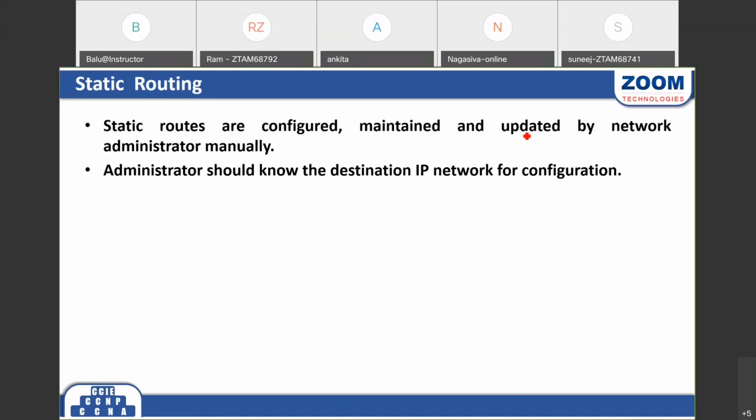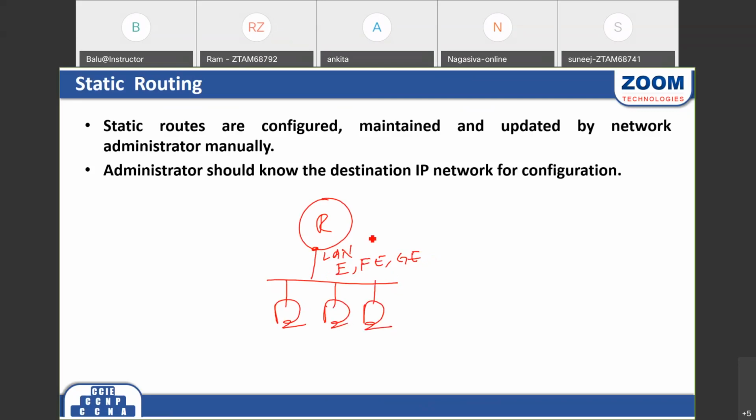Conditions. Condition number one: the router LAN interface IP address. The router LAN interface can be an Ethernet port, or it can be fast Ethernet, or it can be gigabit. The router LAN interface IP address and the end user IP address should always be in the same network address. We use class A also, class B also, but the condition is what, guys? The router LAN interface IP address and end user IP address should be in the same network.